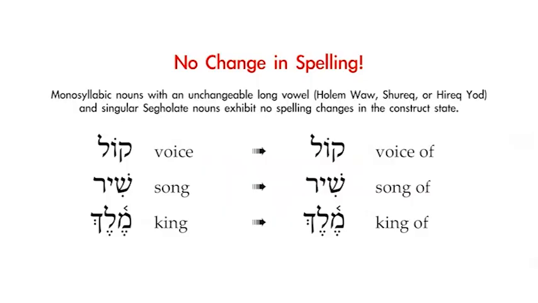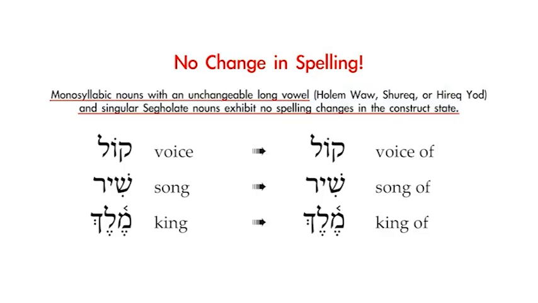So this is not anything new. This is something you already know, applied to a different situation, the construct state. Finally, there's the category no change in spelling. Read along with me. Certain monosyllabic nouns with unchangeable long vowels, like holem vav, shureq, or hireq yod, and singular segolate nouns exhibit no spelling changes in the construct state.